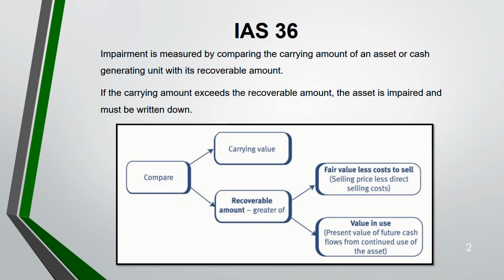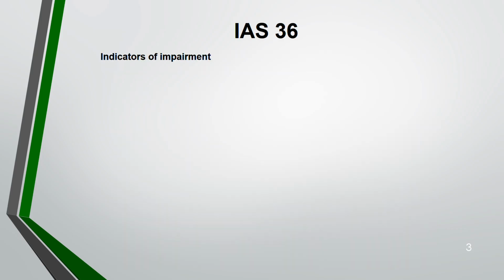So these two things, basically what are you doing? One, fair value less cost to sell: you're finding out what is the value if I sell the asset. Value in use means what is the value if I do not sell the asset and keep using it. So you compare the two, whichever is higher is your recoverable amount. Whether it is better to sell the asset, amount is higher, or value in use is higher, and compare it with the carrying value. Now, there are indicators of impairment.